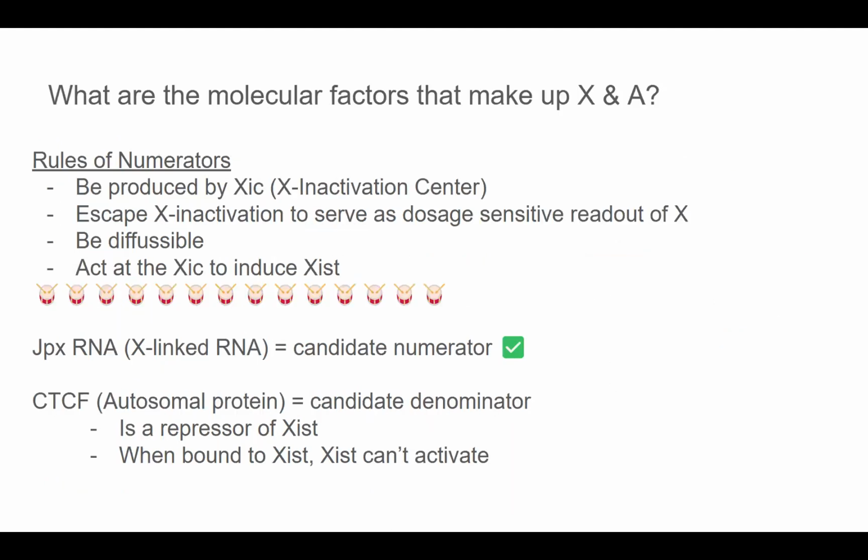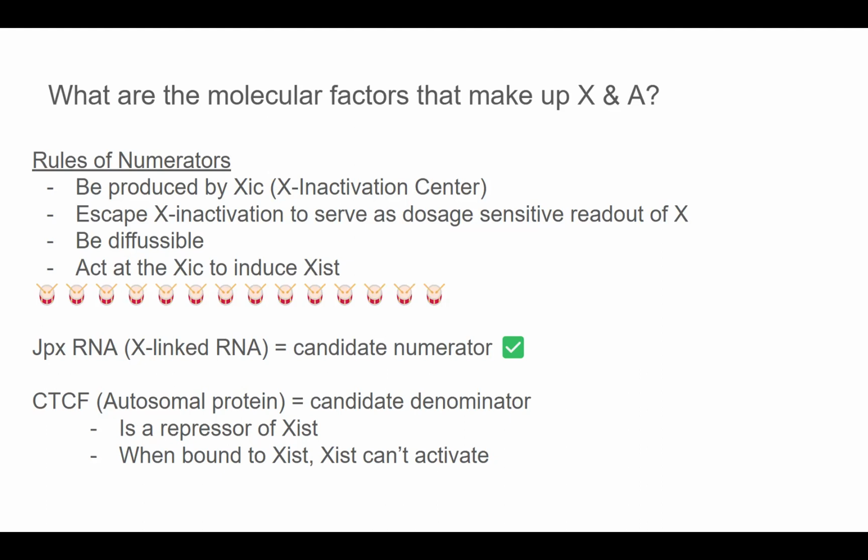So what are the molecular factors that make up the X to A ratio? There are a couple of rules for determining the numerator. The first one is that it has to be produced by the X inactivation center. The second is that it has to escape X inactivation to serve as a dosage-sensitive readout of X. The third is that it has to be diffusible. And the fourth is that it has to act on the X inactivation center to induce X-cyst.